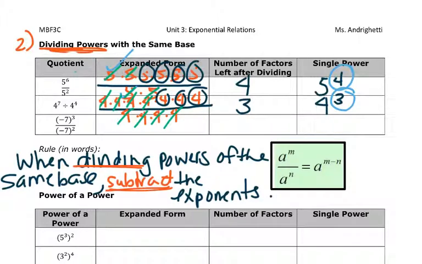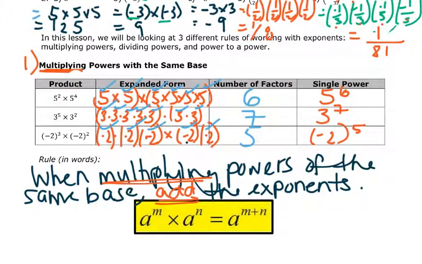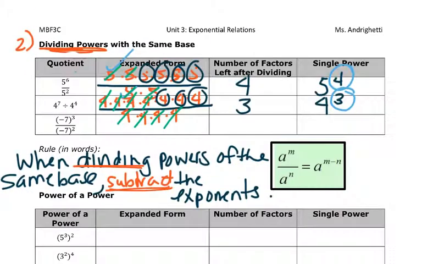Okay, so we have those two down. When we are multiplying powers of the same base, like 5 to the power 2 times 5 to the power 4, add those exponents to get to our final answer. When we are dividing powers of the same base, like 5 to the power 6 and 5 to the power 2, subtract those exponents and we're going to get to the answer.